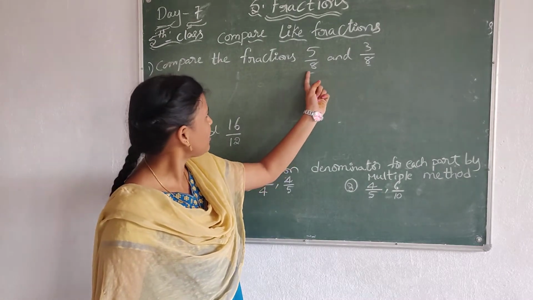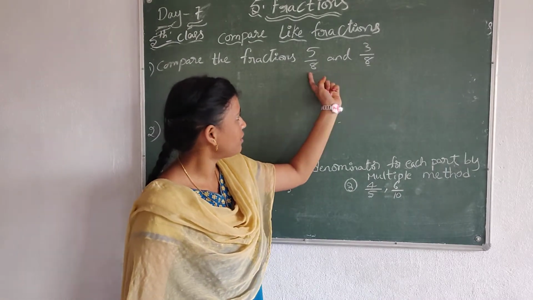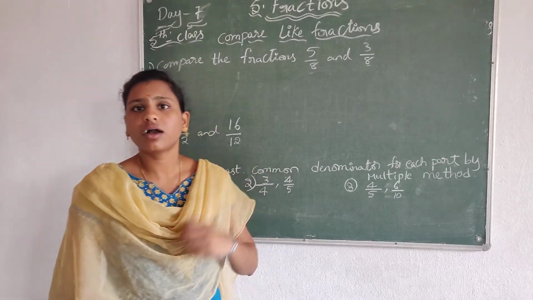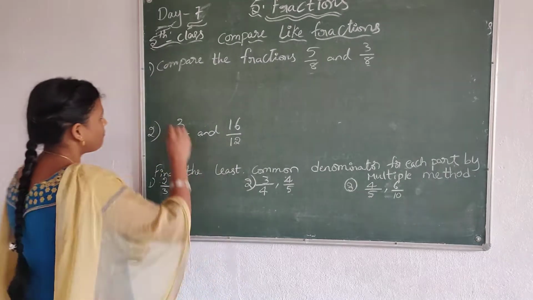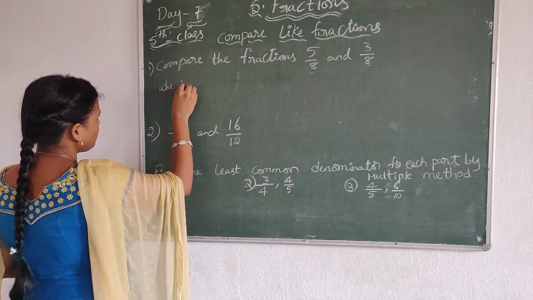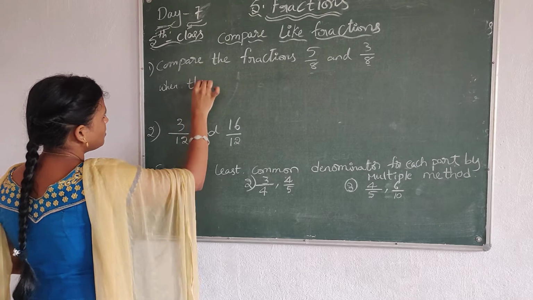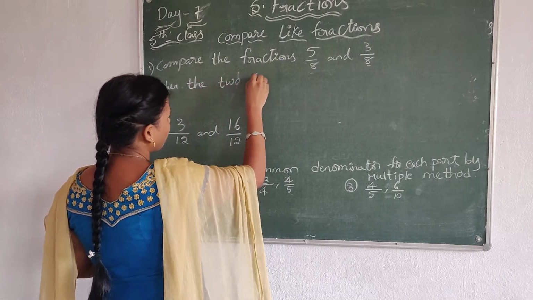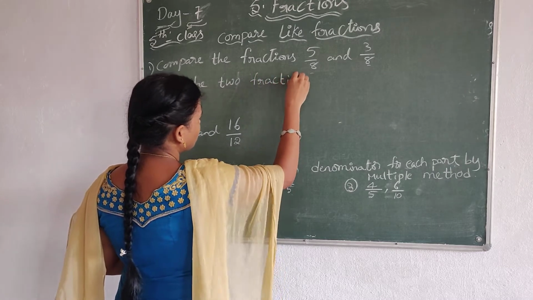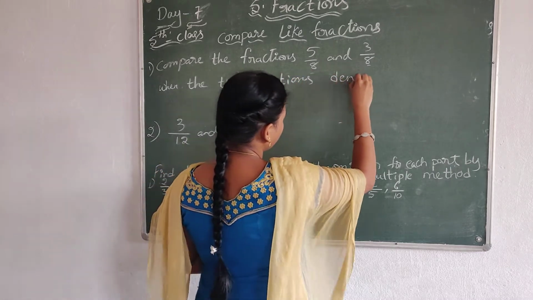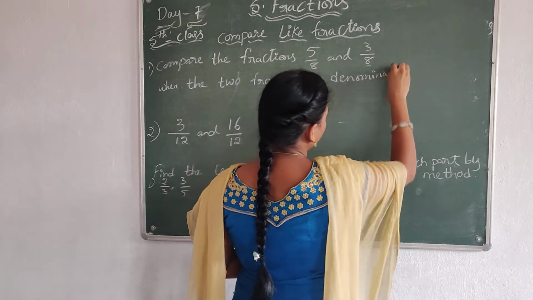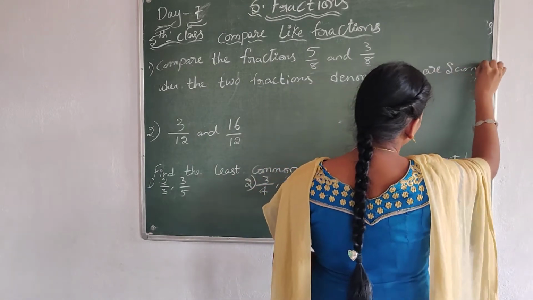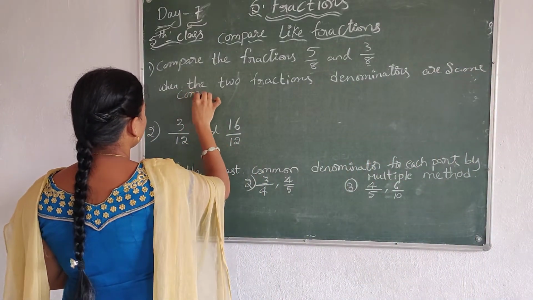That's why, see here, the two denominators are same. When the two denominators are same, compare the numerators. When two fractions have the same denominators, compare numerators.